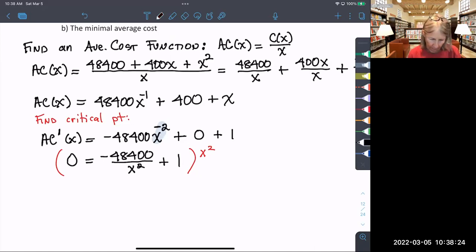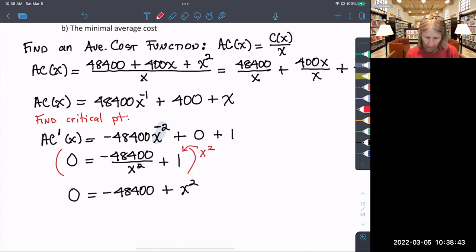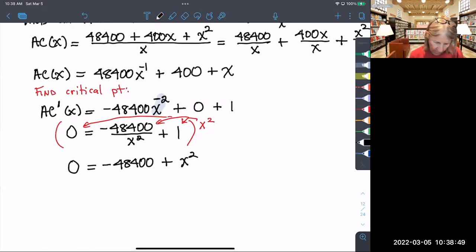So if I do that, X squared times 0 is still 0. X squared times the -48,400 over X squared, well, X squareds cancel. Get -48,400. And X squared times 1 is X squared. So it cleans it up very nicely, right? So this X squared just distributed into everybody there. Let's put the 48,400 on the other side of the equation, equals X squared.